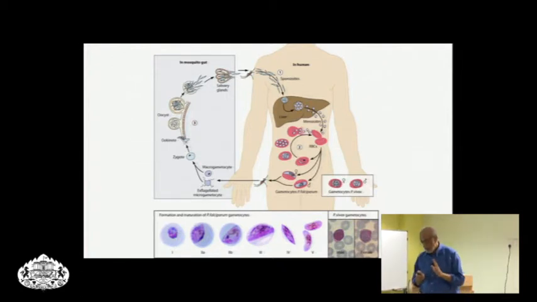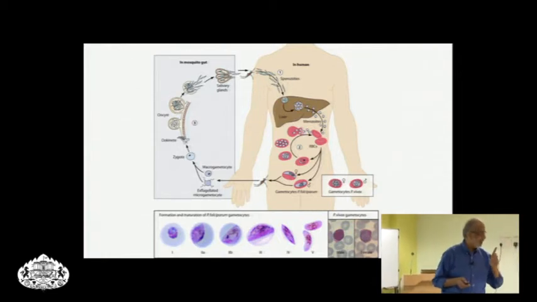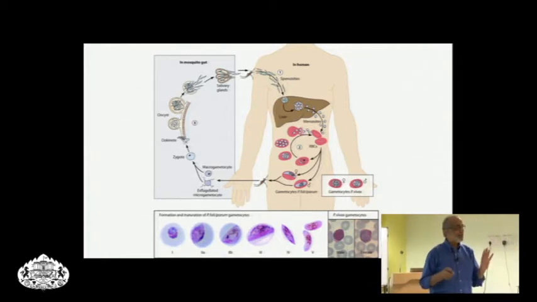So the infection starts with the bite of a female anopheline mosquito, but only the females bite. Okay, you remember that? Okay. Males are vegetarian. They go and drink fruit juices.